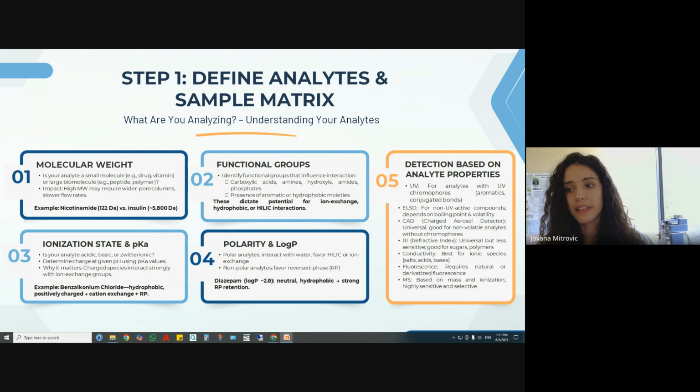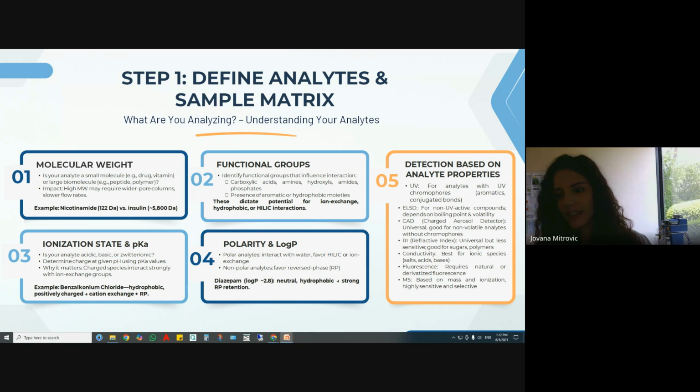Now, we need to consider as well the ionization state and pKa. Is the analyte acidic, basic, or neutral at your working pH? Knowing the pKa helps predict whether it will carry a charge, and that's crucial because charged analytes interact strongly with ion exchange groups on stationary phases. So, for instance, a molecule that's positively charged at acidic pH can be retained using a cation exchange mechanism.